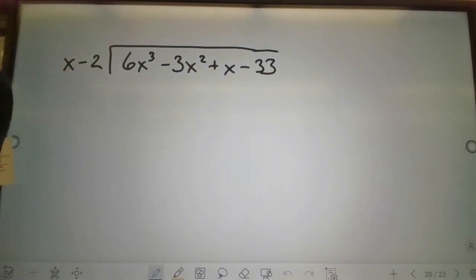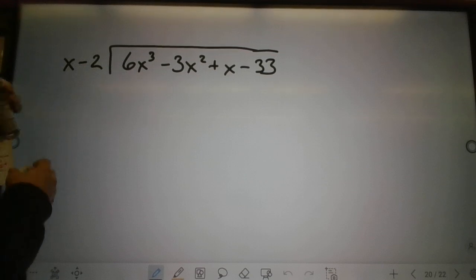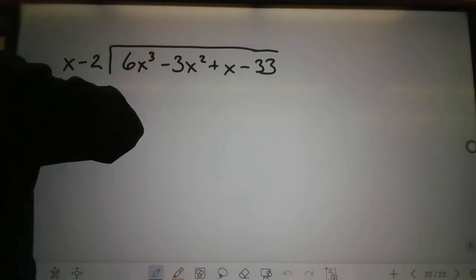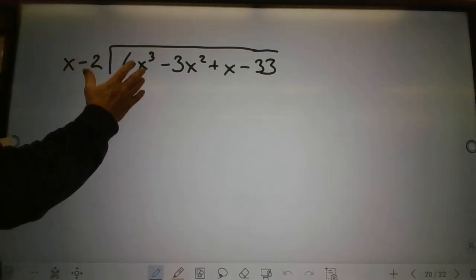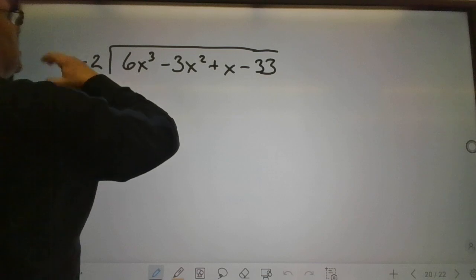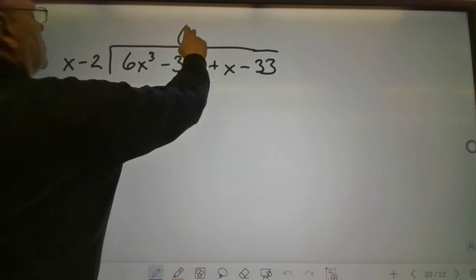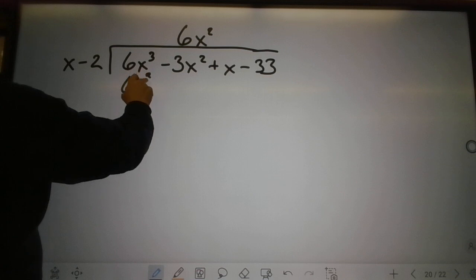Here's another one for long division. So what times x will give me a 6x cubed? I would actually recommend you pause the video, try this on your own, and then you can always check your work with what I did and see if you got it right. So a 6x squared times an x will give me a 6x cubed.